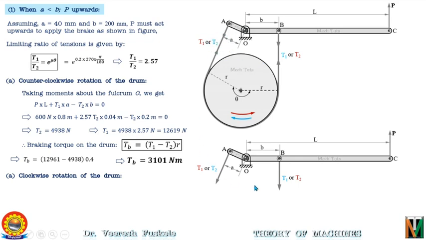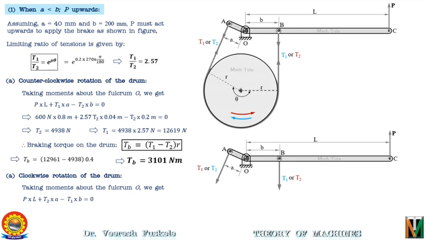So now taking the moments in this free body diagram of the lever about the fulcrum point O, we have T2 will have the positive moment in the anti-clockwise direction and P will also have the positive moment in the anti-clockwise direction and T1 will have the negative moment in the clockwise direction. So the magnitude of moment of T2 will be T2 into A and magnitude of moment of force P will be P into L and magnitude of moment of T1 will be T1 into B. So writing the moment equation, P into L plus T2 into A minus T1 into B is equal to 0.